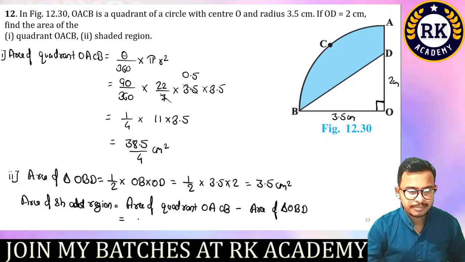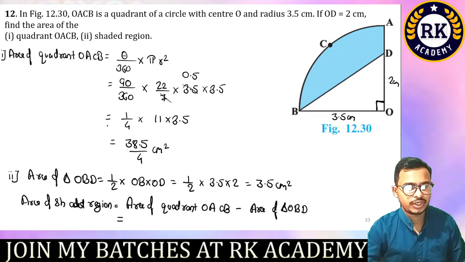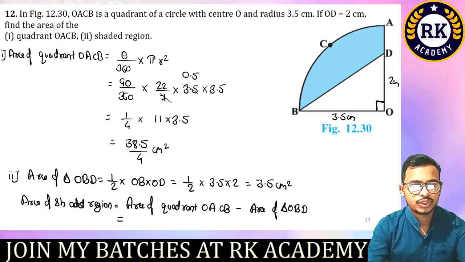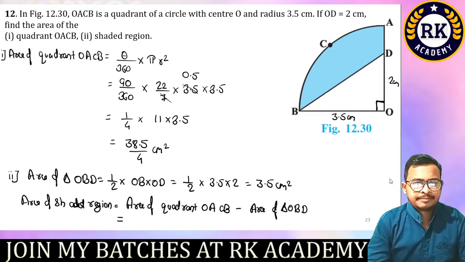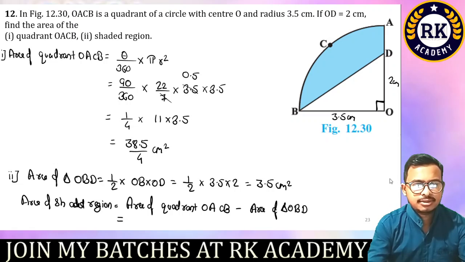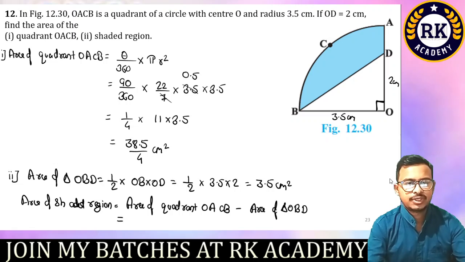So what will you do now? This 38.5 upon 4 minus, so you can do this part as homework, that is area of quadrant OACB minus area of triangle OBD. So both the values you have: 38.5 upon 4 minus 3.5. That's all. So please note it down and find the final answer. Hope you will get the answer. The next step is only subtracting this part, so please do it, and after completing your answer, let's move to the next question.